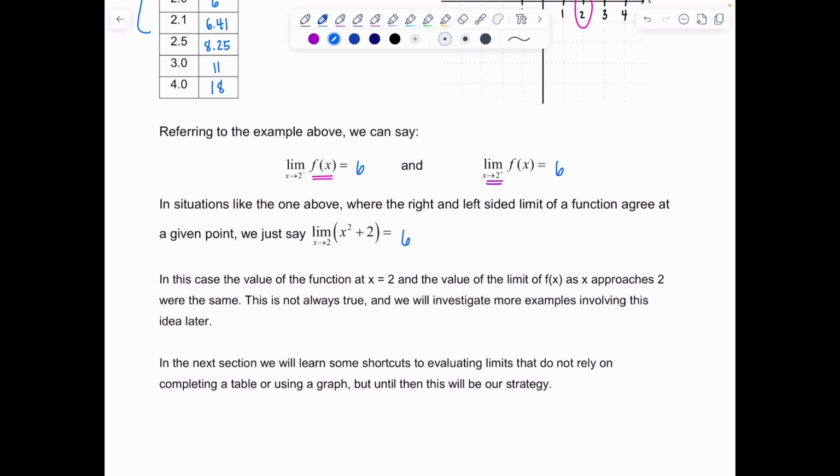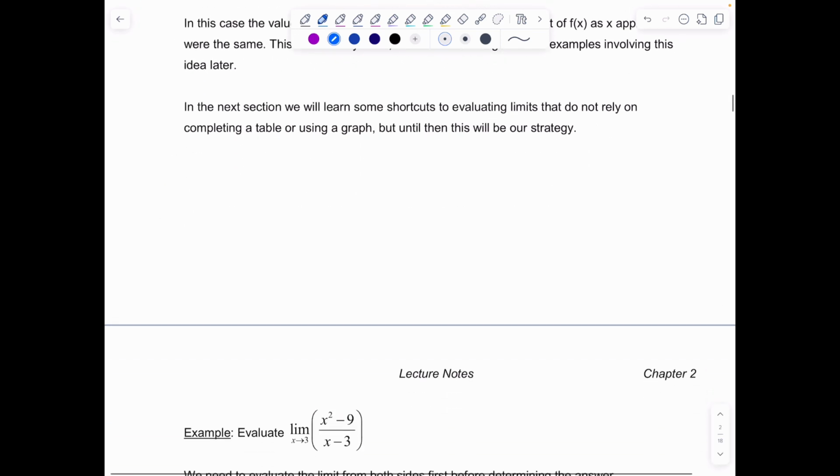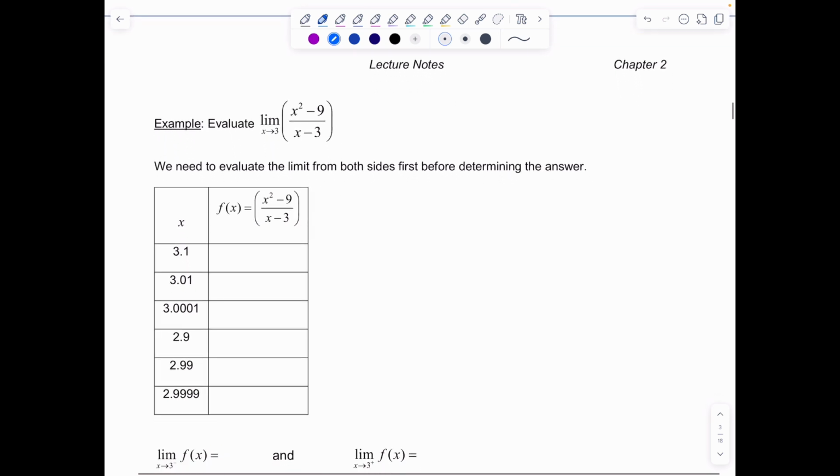And in the next section, we're going to learn some shortcuts, so that you don't have to make a table or use a graph. But up until that point, this is going to be our strategy right now. This is just the intro. So we're just going to either make a table or use a graph to evaluate limits, okay? Don't worry, you won't be doing it this way forever, but for now, yes. So I've got a couple more examples for you.